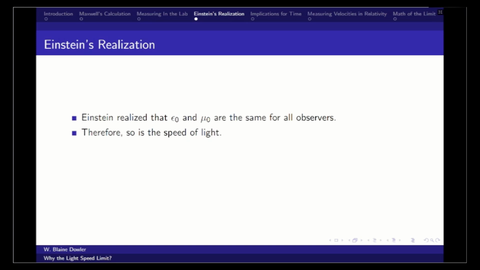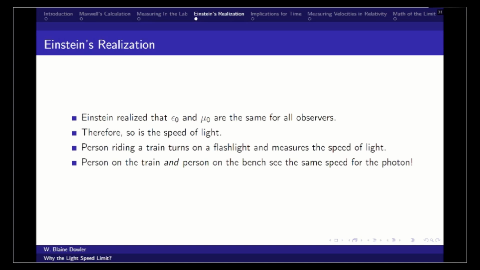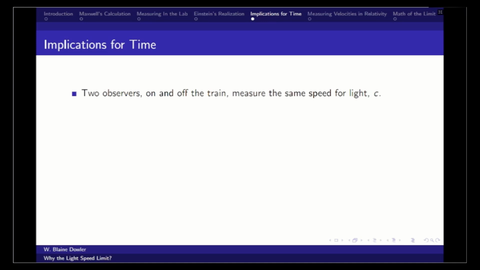So therefore, the speed of light must be the same for all observers, no matter what their relative motion is. So if a person is riding a train and they turn on a flashlight, they can measure the speed of light as that light goes from one side of the train car to the other. The person on the train and the person on the bench will measure the same speed for that photon of light, even though they measure different changes in position. So these two observers, one on and one off the train, measure the same speed for light.